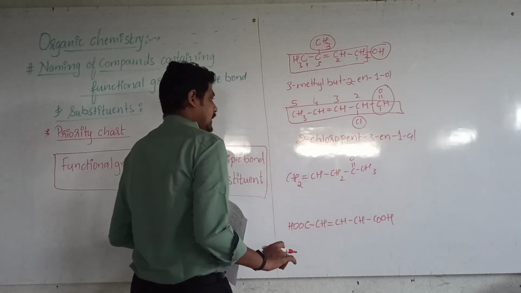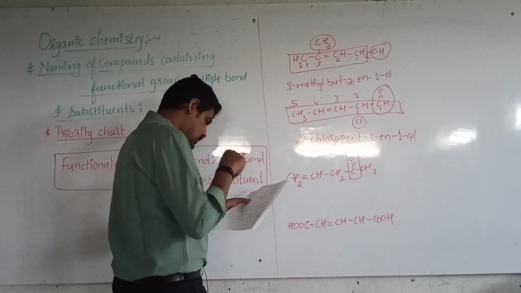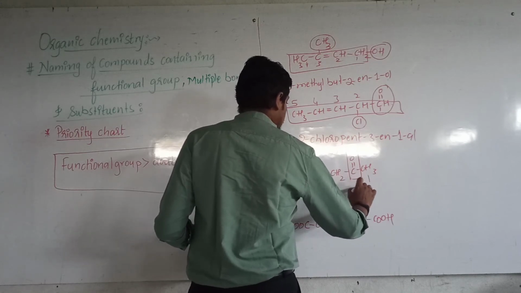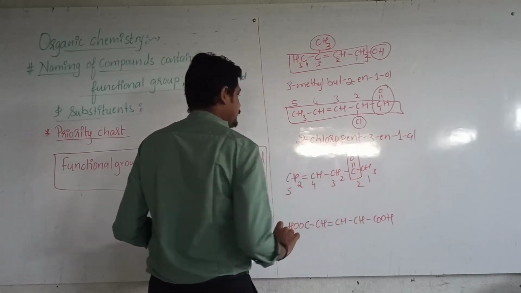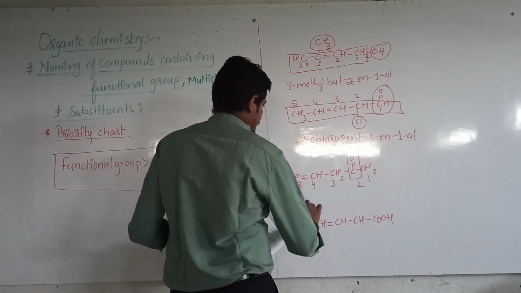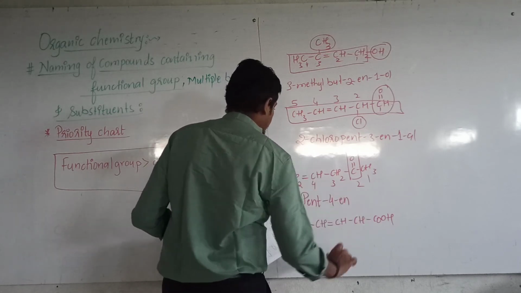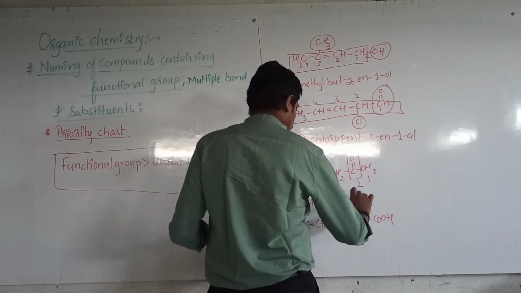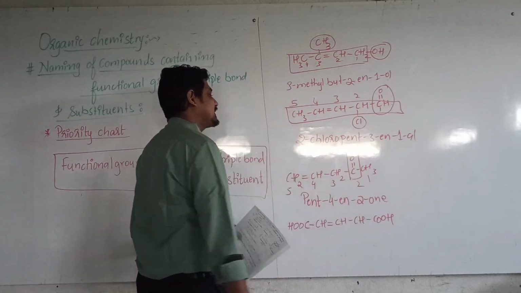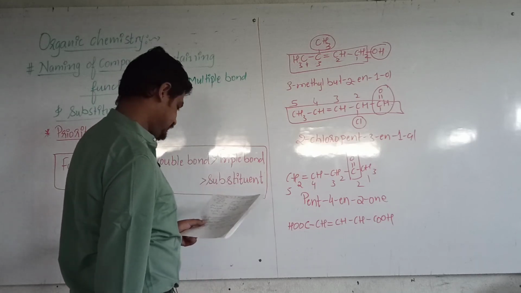Then the last one. Then this is your functional group, ketone. Numbering should be done from this side: 1, 2, 3, 4, 5. There is no substituent in this. So how do we name this? Directly, 5 means pent, 4-en, 2-one, because the second carbon atom contains the functional group, that is ketone. So pent-4-en-2-one.